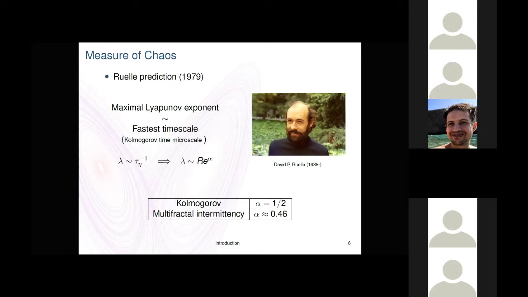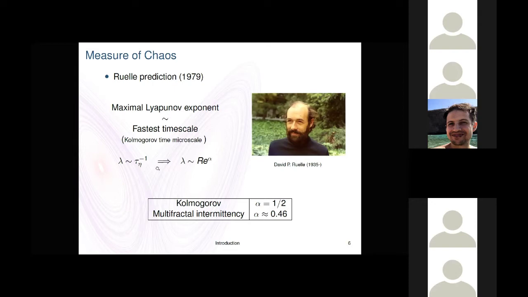So one of the people who made very important progress in this area of chaos and turbulence is Ruelle. He coined the term strange attractor, and he wrote some important papers in the 70s and 80s about how the onset of turbulence works. But in a less well-known paper in 1979, he predicts, using just dimensional arguments, that the maximal Lyapunov exponent should be associated with the smallest timescales of the system, which in 3D turbulence is the Kolmogorov timescale that depends on the energy dissipation rate and the viscosity.